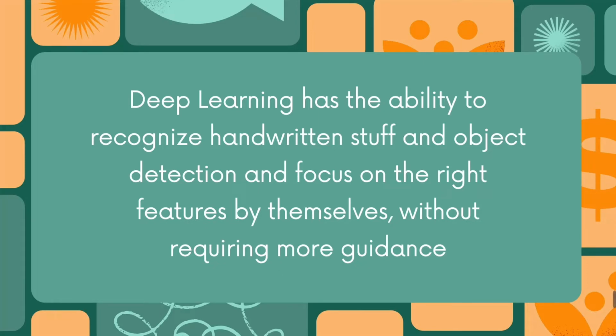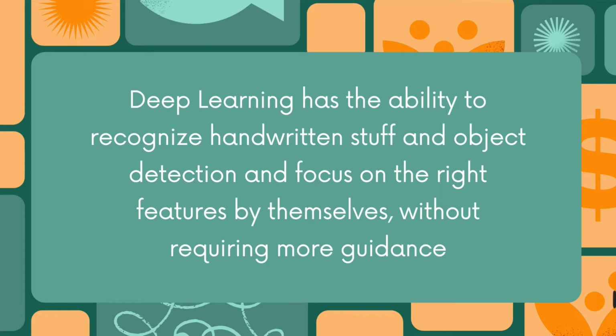Now first, let's see how deep learning rescued. That's the main thing. So deep learning has the ability to recognize handwriting and object detection, and focuses on the right features by themselves without requiring more guidance. Now if you see right here, deep learning has more ability to recognize handwriting. That was a limitation of machine learning, where it was not able to recognize handwriting. But handwritten things can be recognized by deep learning.